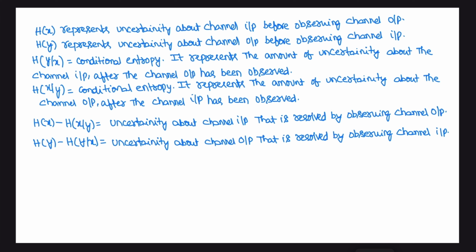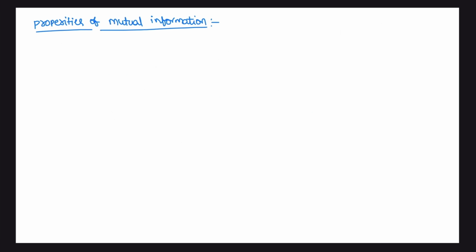Next, H of x minus H of x by y is the uncertainty about the channel input that is resolved by observing the channel output. H of y minus H of y by x is the uncertainty about the channel output that is resolved by observing the channel input. The conditional entropy H of y by x represents the amount of uncertainty about the channel output after the channel input has been observed.